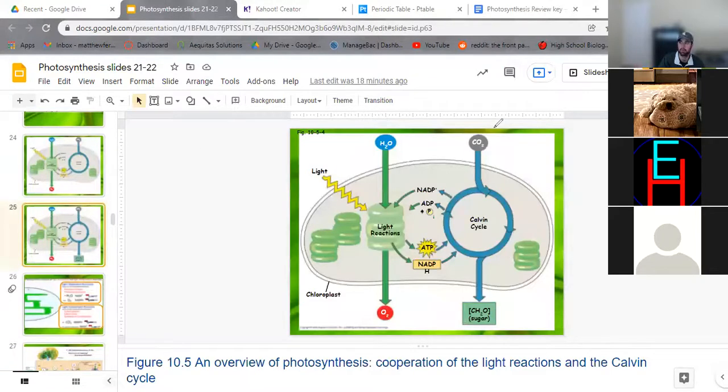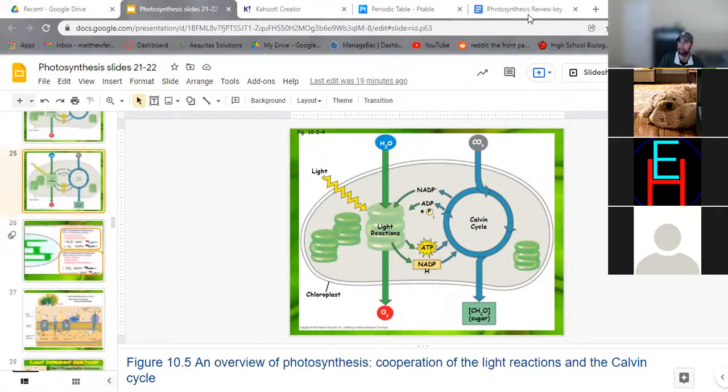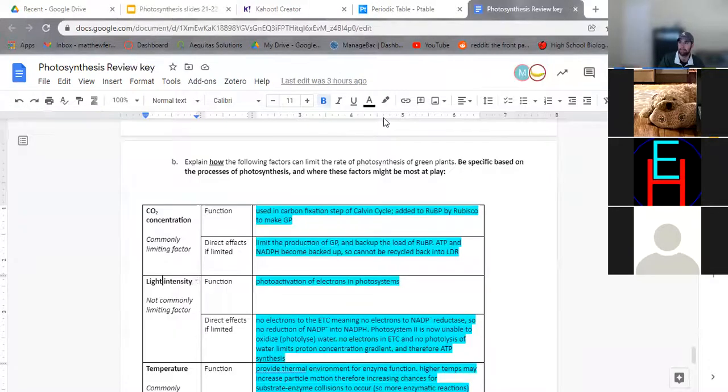CO2 is used when it enters the Calvin cycle from the atmosphere. In the Calvin cycle. Okay. So CO2 is in which part of the Calvin cycle? What's the name of that step? Carbon fixation. Yep. So it's used in the carbon fixation step of the Calvin cycle. Specifically, or to be more detailed, Rubisco attaches it to RuBP to result in GP molecules. So that's what CO2 is necessary for in photosynthesis.